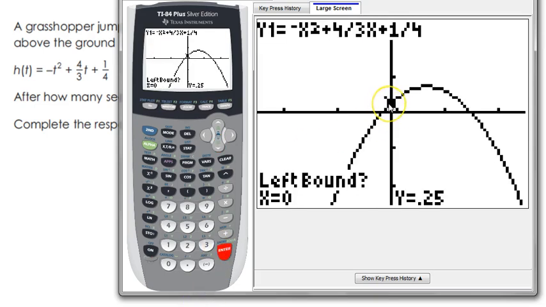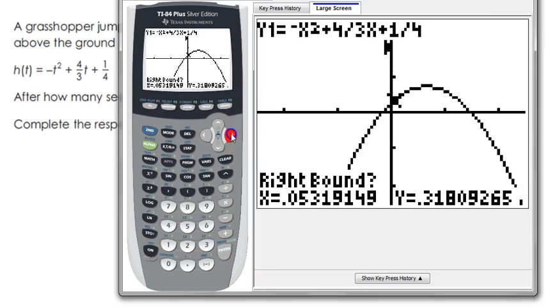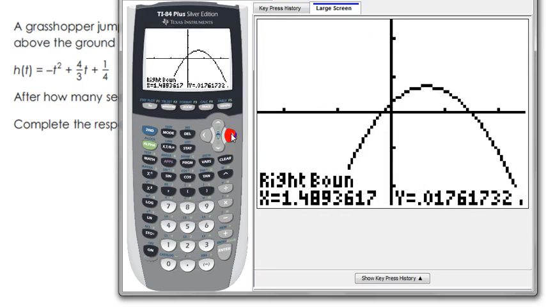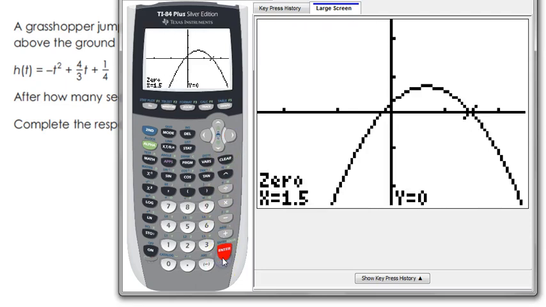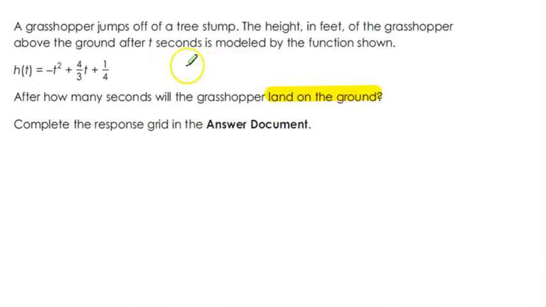And so you're going to make sure this is on the left side. Unless you play with the trace, it almost always is. It's quite a ways on the left side, and that's okay. On the right side, so scroll over. There we go. It always has that guess. We don't really care. There we go. 1.5 seconds has elapsed and the grasshopper's on the ground. And so your answer is going to be 1.5 seconds.